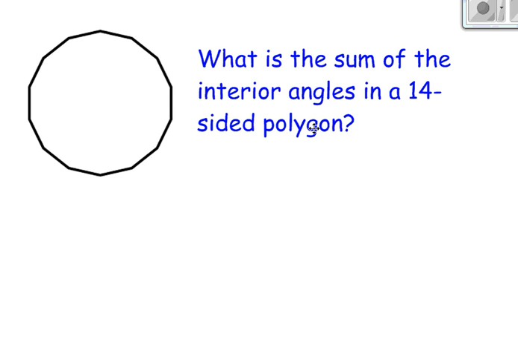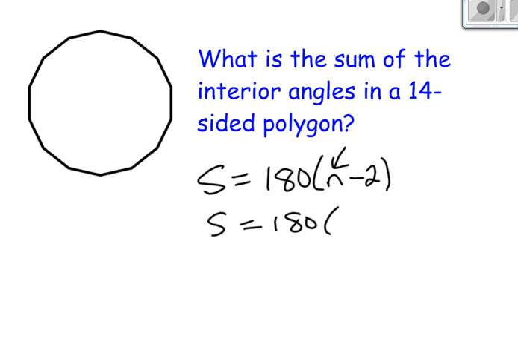And in fact, here's a question based on that. It says, what is the sum of the interior angles in a 14-sided polygon? So again, this time I'm going to use the other version of the formula. So n is 14, so the sum of the angles is 180 times 14 minus 2. So it's 180 times 12, and in your calculator, 180 times 12 equals 2,160.